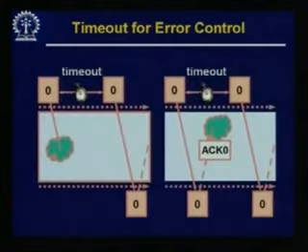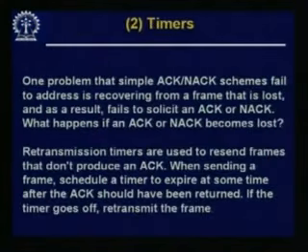What happens if an acknowledgement or negative acknowledgement becomes lost? Retransmission timers are used to resend frames that do not produce an acknowledgement. When sending a frame, schedule a timer to expire at some time after the acknowledgement should have been returned. If the timer goes off, retransmit the frame. So, this is the scheme. You see, a frame which was sent was lost. So, the receiver of course did not know anything.